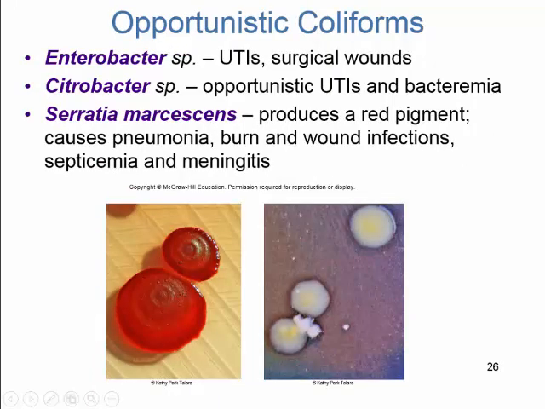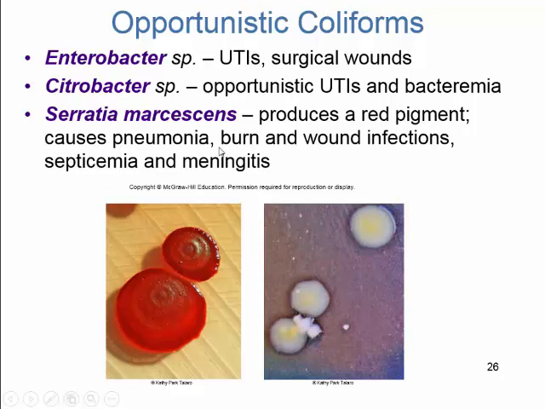Other opportunistic coliforms are Enterobacter, Citrobacter, and Serratia marcescens. I leave these on the slide really strictly because I work with them in the on-ground lab. And so it's just always nice to see that the bacteria that you're working with, it's not terribly deadly, but can cause disease and does require a bit of respect. And so that is really why they're here.